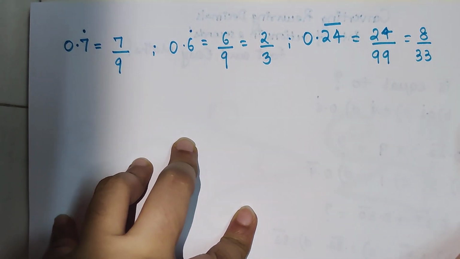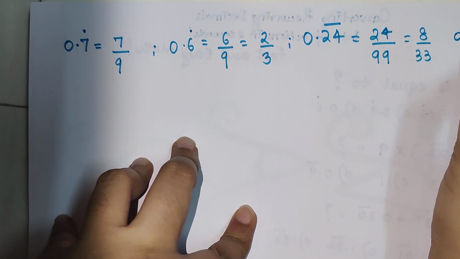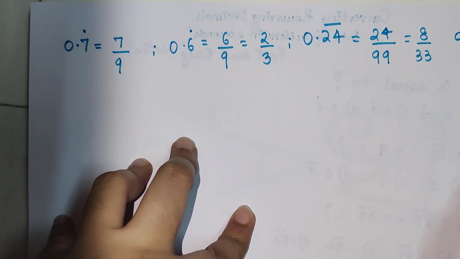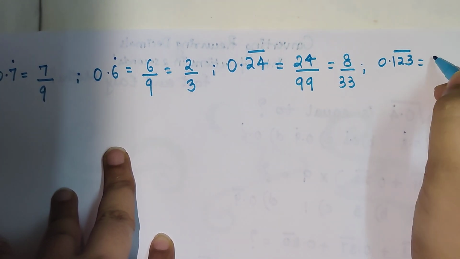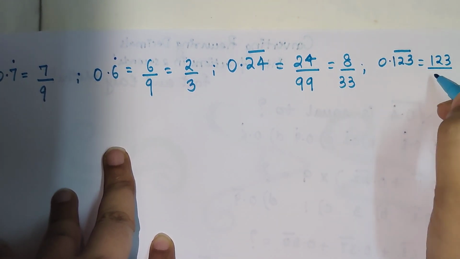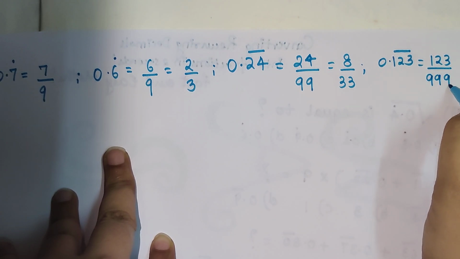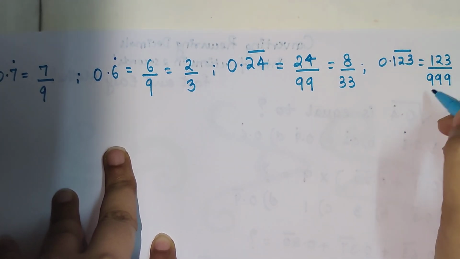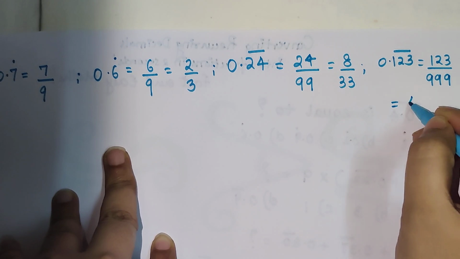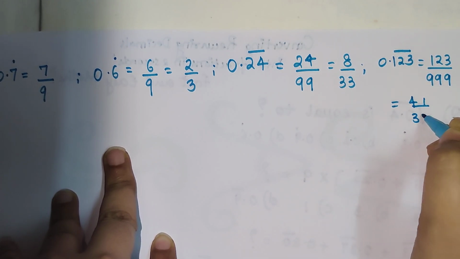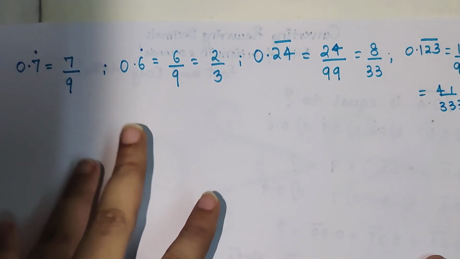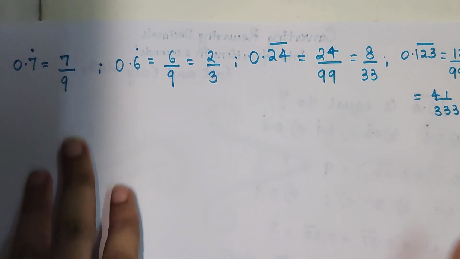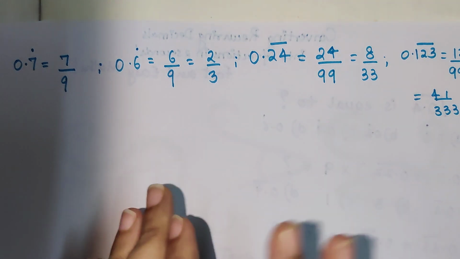So now you all tell me what should be the answer for 0.123 which is repeating. So it should be what? 123 upon, yes, you all guessed it right, it is 999. Again, both of them can go in the 3 table, so it will be 41 upon 333. That is my final answer. So students, I hope till now your basic understanding is clear.